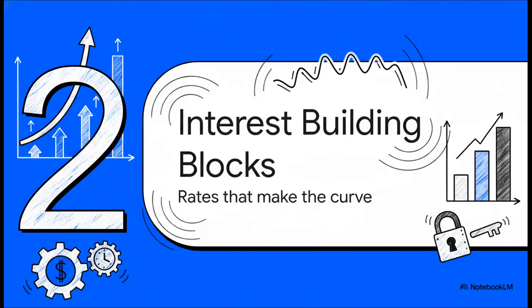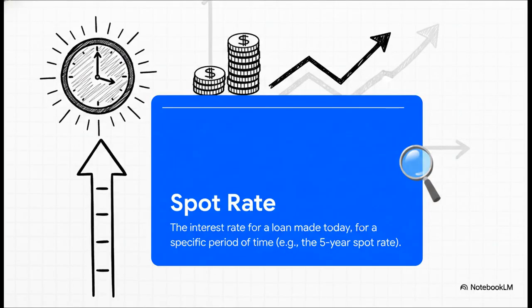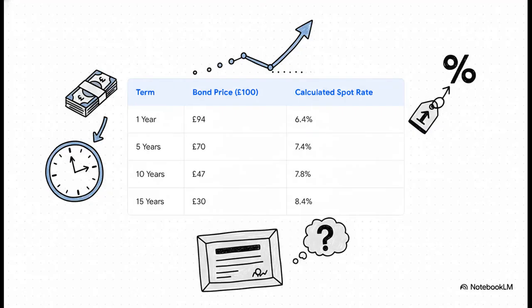Okay, so we're plotting interest rates. Simple enough. But where do these numbers even come from? What are they made of? Well, let's break down the two main ingredients that make up the curve. All right. First up, we have something called the spot rate. This is exactly what it sounds like. It's the interest rate you get for an investment made on the spot for a specific chunk of time. So the 5-year spot rate, that's just the interest you'd get if you locked up your money today for exactly 5 years.